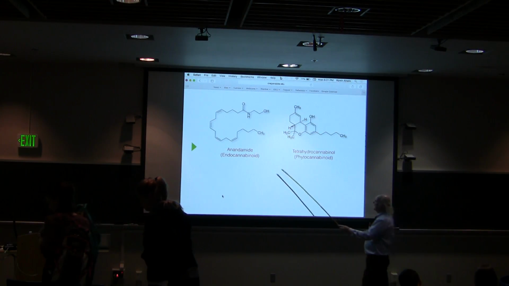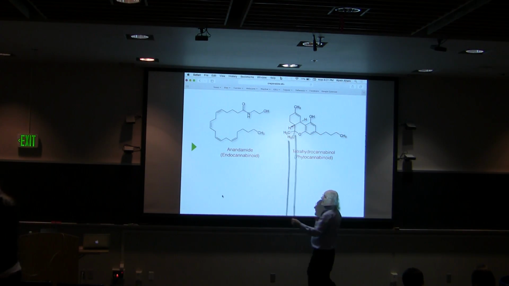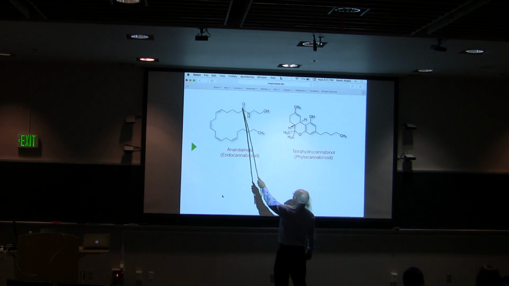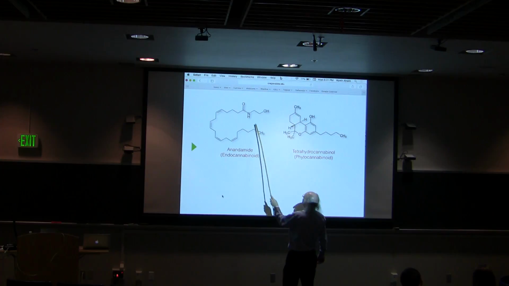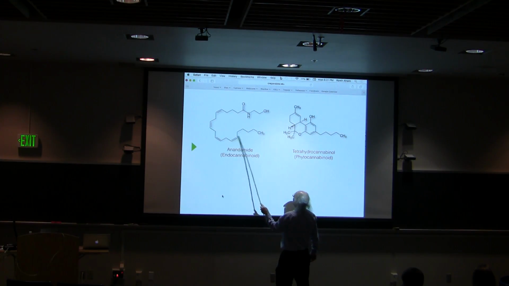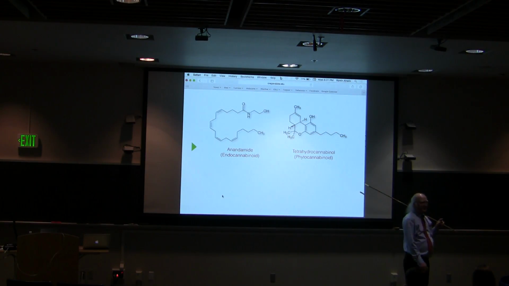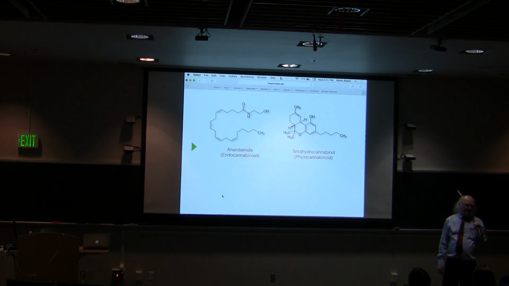Yes, the endocannabinoids are made from arachidonic acid and ethanolamine. That's an ethanolamine. So if you went from this point around here, that's arachidonic acid. So it's a real simple synthesis that the body does to make that.